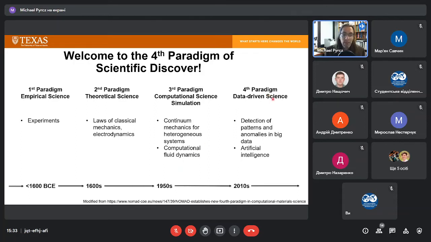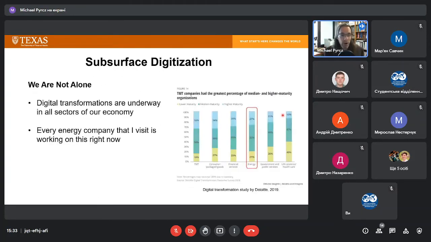The fourth paradigm is when we go to the data, and when we have sufficient data, we detect patterns and anomalies in our big data. We use artificial intelligence and machine learning methodologies. That's the fourth paradigm.